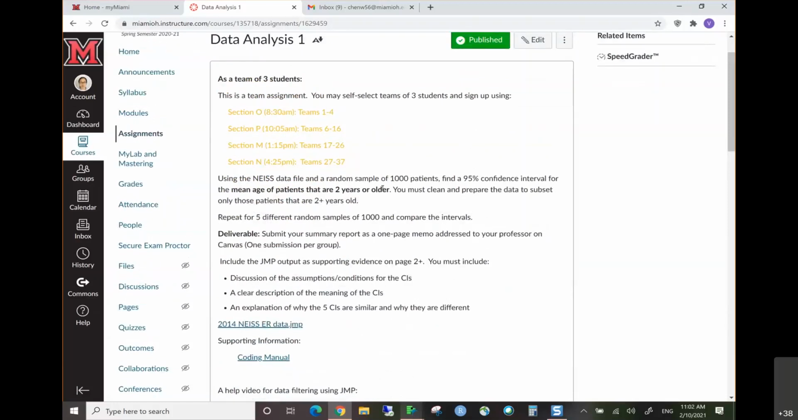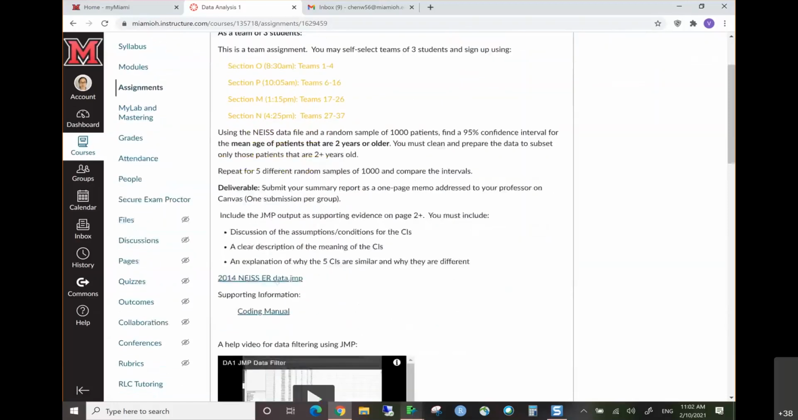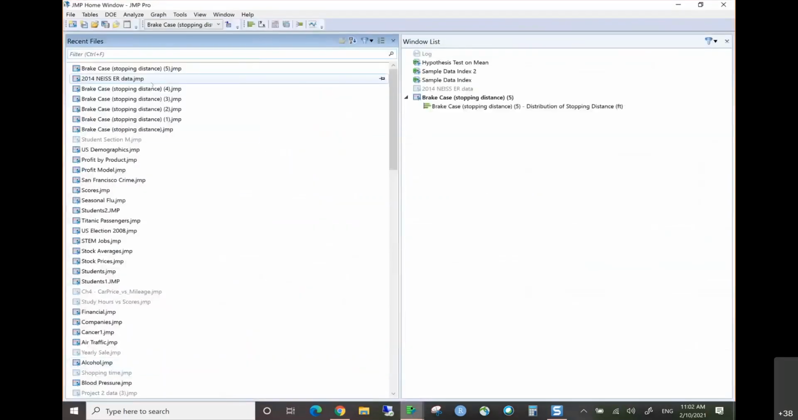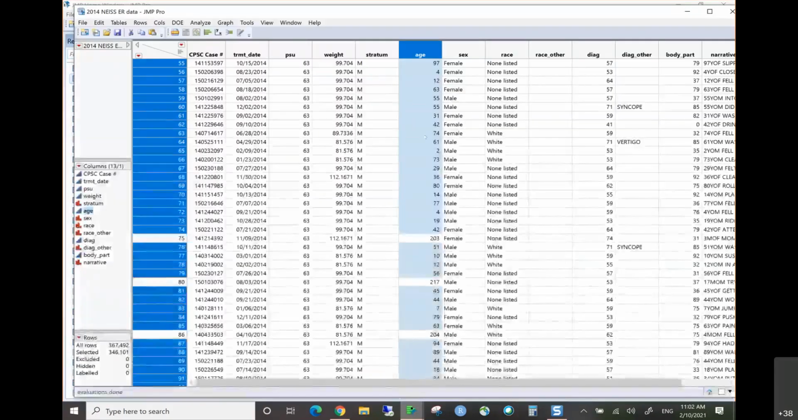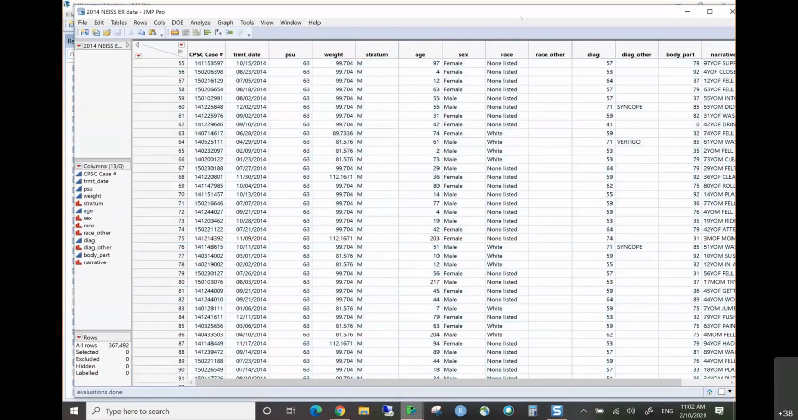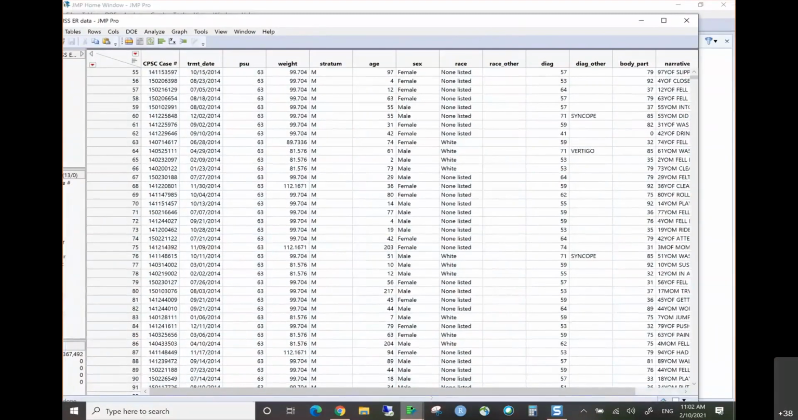All right, so what is the data analysis one? We have a data file given to you, right? This is about the 2014 NEISS dataset, right? So I can show you what that is. It is a very big dataset, right? So this is the dataset you have. You have many variables, right?